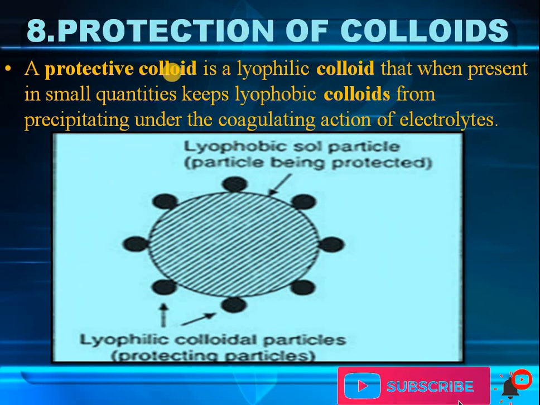Now our next topic is protection of colloids. How can colloids be protected? A protective colloid is a lyophilic colloid that, when present in a small quantity, keeps the lyophobic colloid from precipitating under the coagulation action of an electrolyte. So protection of colloid is basically something we add to prevent coagulation or precipitation. For example, for lyophobic colloids, we add lyophilic colloids which protect them from coagulating. They prevent the colloid from reacting with the electrolyte and prevent the coagulation.